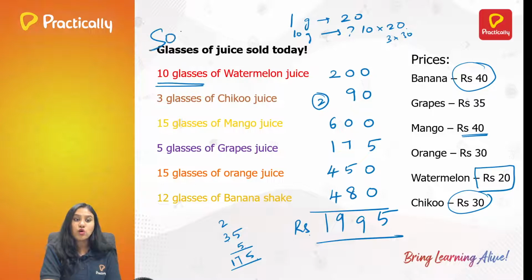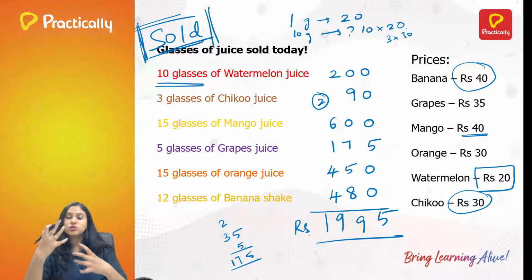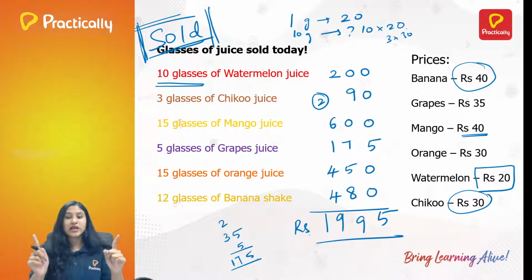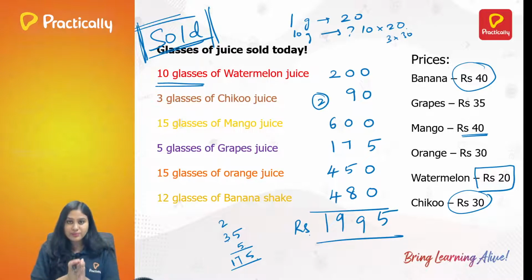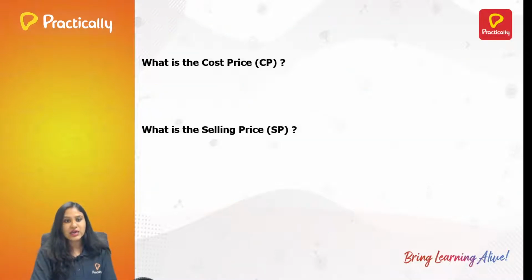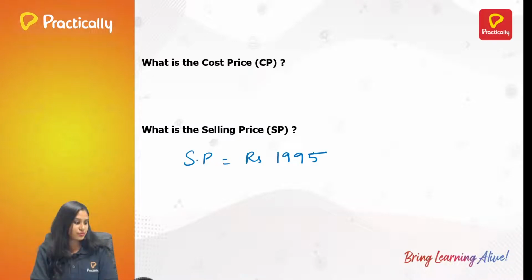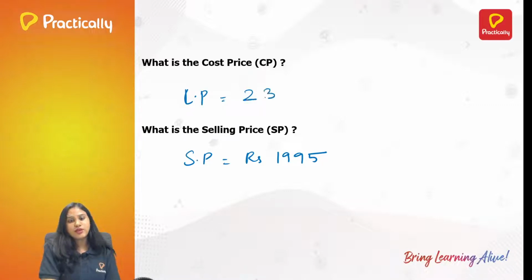So, what did he do? He has sold the juice. So, to whom has he sold the juice? To the customers. So, what did we study in the first slide of today's session? When something is sold to the customer, it is nothing but selling price. So, we can say that selling price is nothing but rupees 1995. Correct. And what was the cost price? It was 2320.